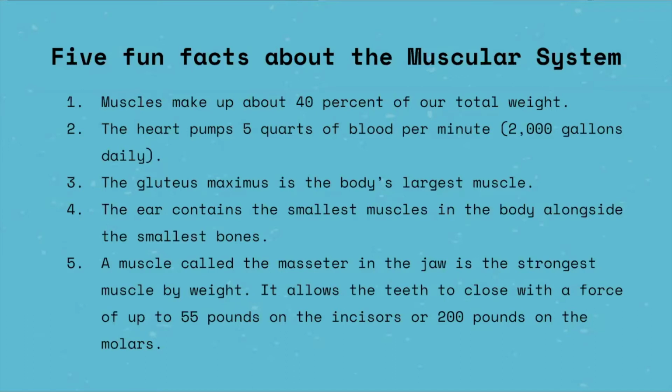And then we have the gluteus maximus. Everyone knows that. I know you guys know that. Type yes if you know what the gluteus maximus is. Yeah, it is the muscle that surrounds our hips. It is the body's largest muscle. Okay, well, we'll go over it later for those of you who do not know what the gluteus maximus is. The ear contains the smallest muscles in our body alongside the smallest bones. We're going to go over this later in the nervous system, what those smallest bones are.